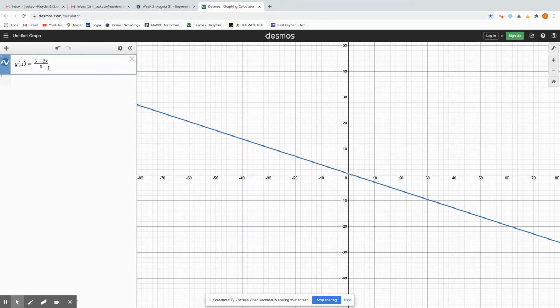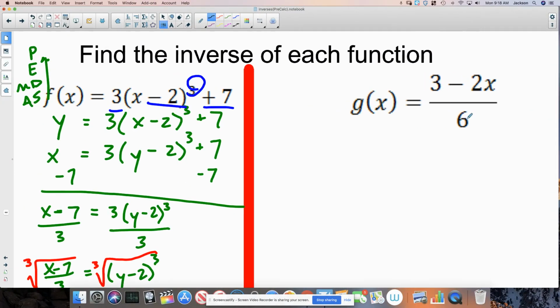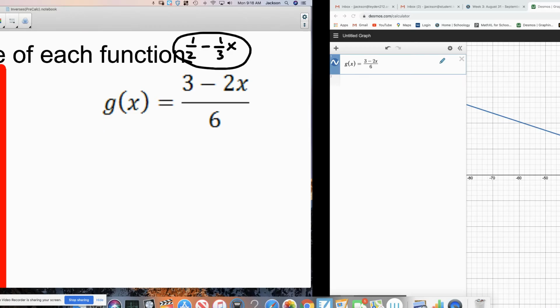You may not think it's going to look like a line, but really each one of these numbers could be divided by 6. I don't want to get too far off track, but this is really the same as 3 over 6, which is 1/2, minus 2 over 6, which is 1/3 x. So that's why it technically also has a linear format in slope-intercept form. We don't have to dwell on that too much.